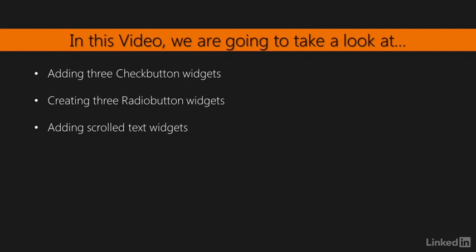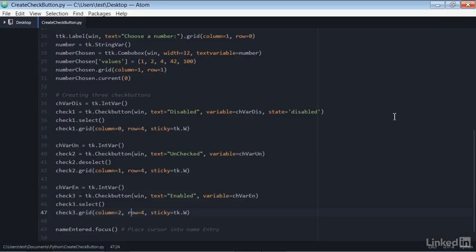Then, we will create 3 tkinter radio button widgets. We will also add some code that changes the color of the main form, depending upon which radio button is selected. Finally, we'll see how to add scrolled text widgets.